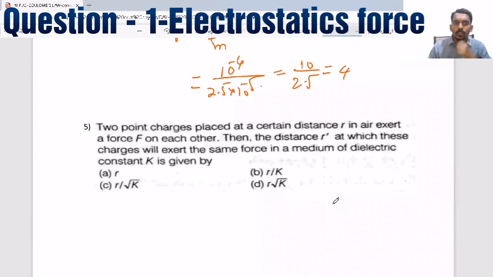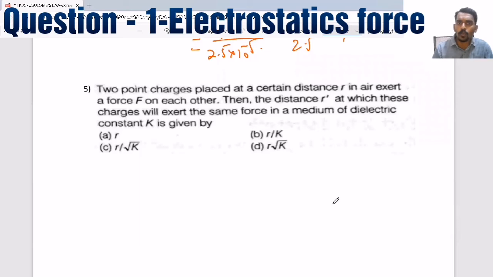Now here comes one more question. 2 point charges placed at a certain distance in air exert a force F on each other, then the distance r dash at which these charges will exert the same force in a medium of dielectric constant K is given by. See, the situation is they are telling that 2 point charges experience a force F.